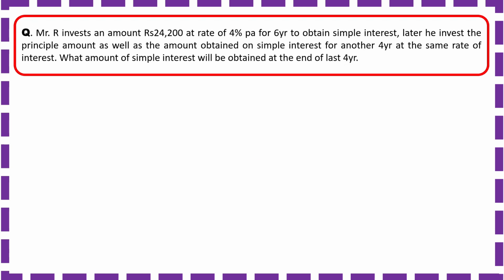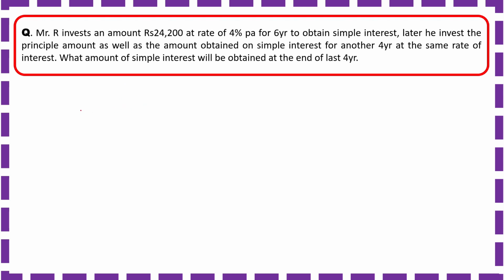So Mr. R invests an amount of rupees 24,200 at a rate of 4% per annum for 6 years to obtain simple interest, and later he invests the principal amount as well as the amount obtained on simple interest for another 4 years at the same rate of interest. So what amount of simple interest will be obtained at the end of 4 years? See, here we have two cases.